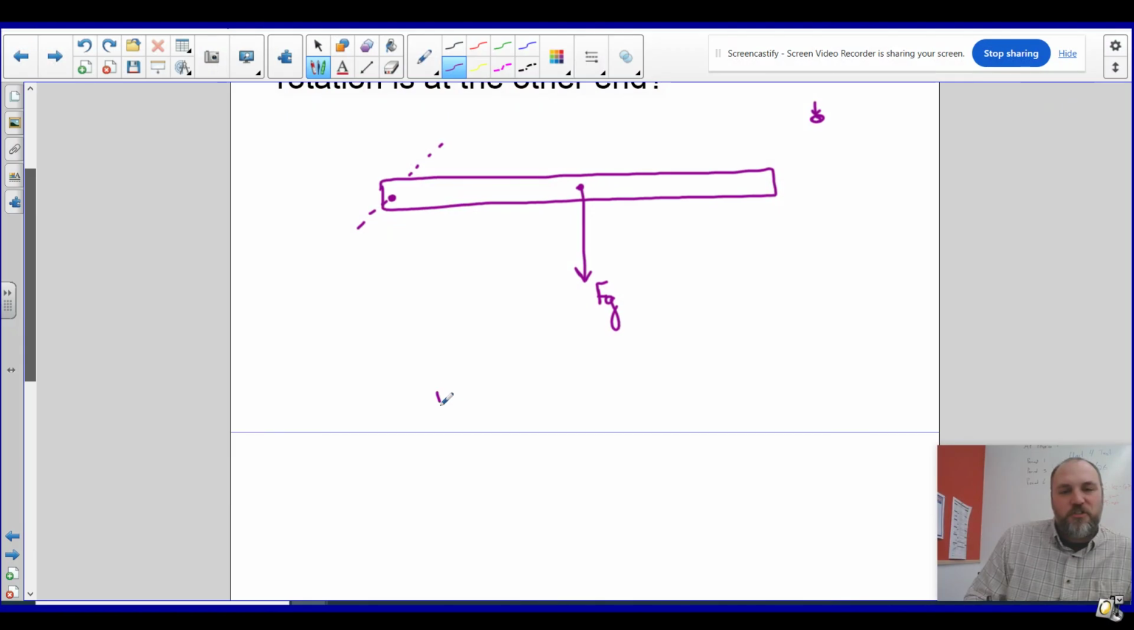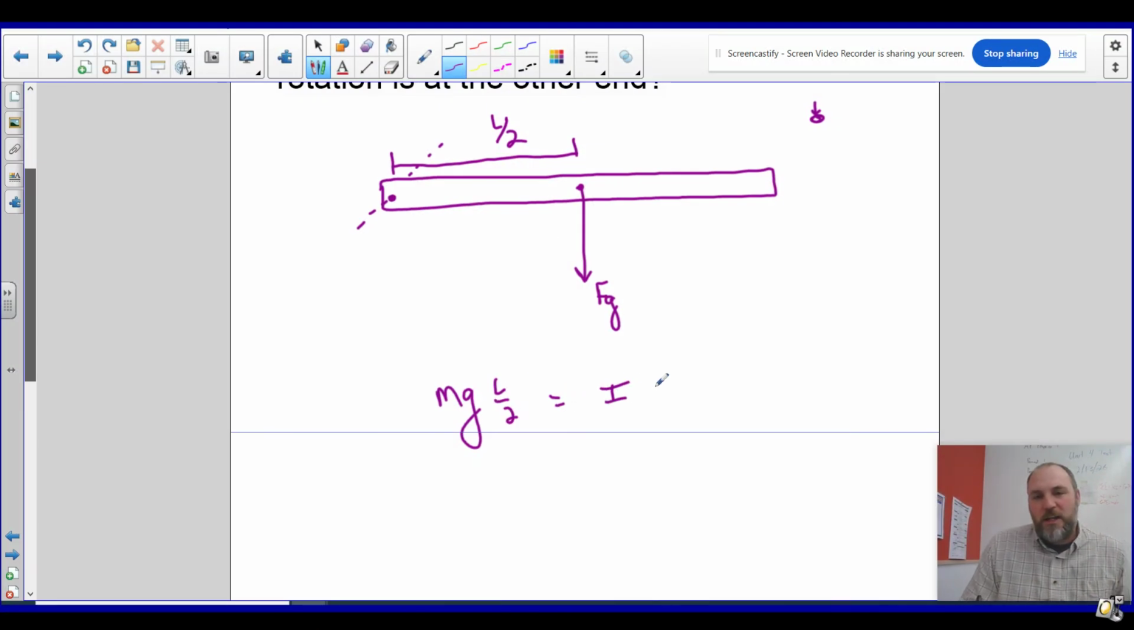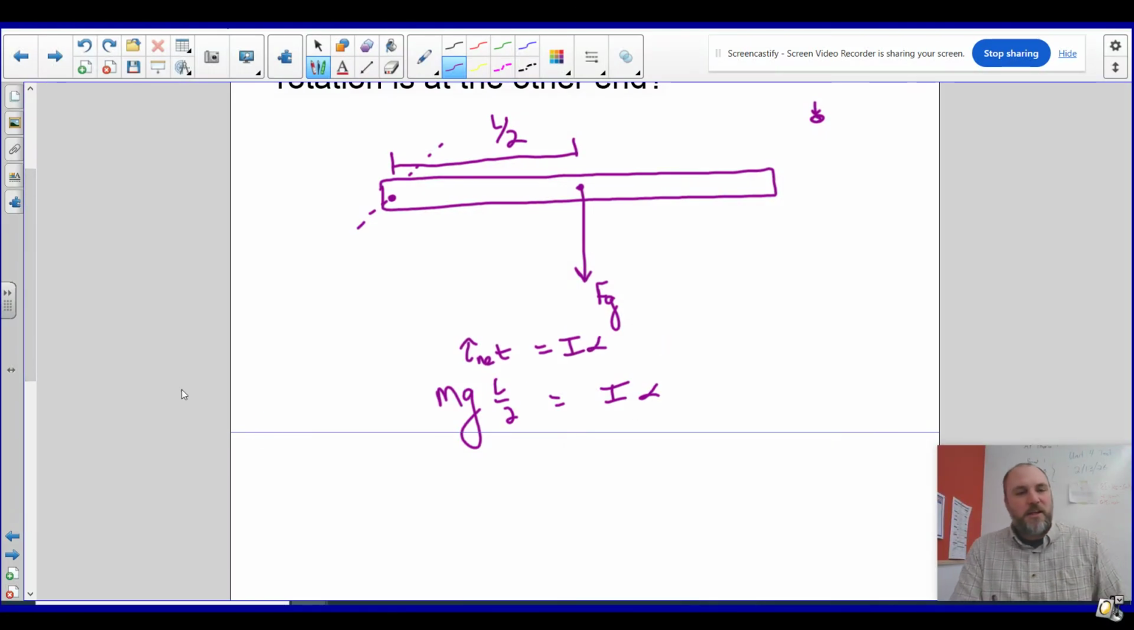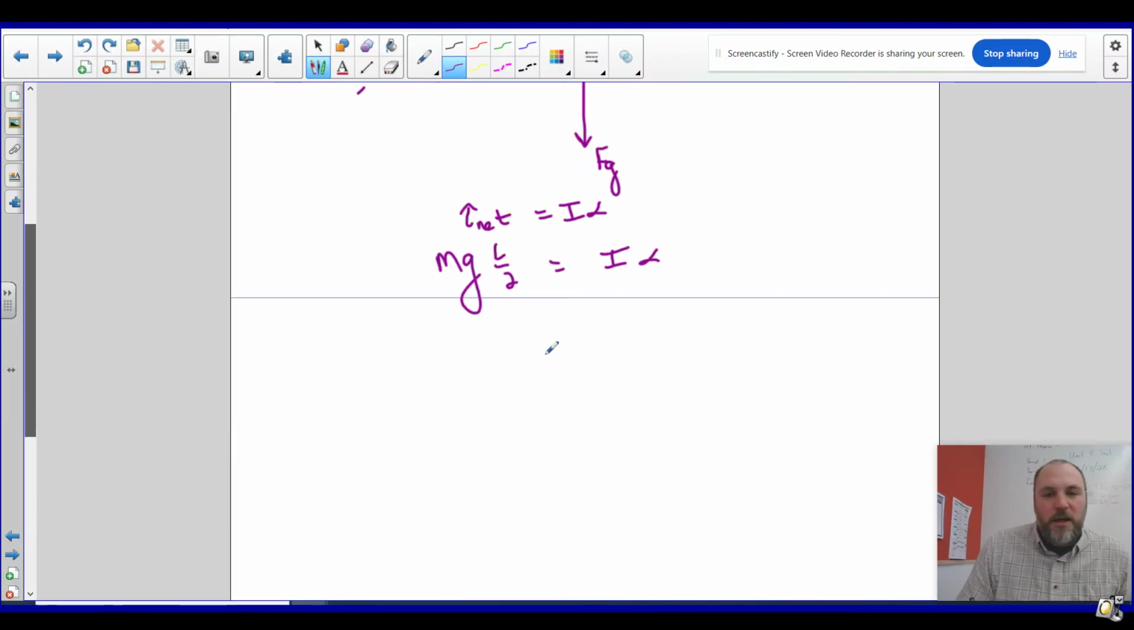So it is Fg at, well, that's not the entire length of the meter stick. That is only L over 2 from the pivot. So the perpendicular distance R to the force of gravity is just L over 2, and that should equal I alpha. So the net torque is equal to I alpha. And the moment of inertia, because it's a rod rotating about its end, would just be 1/3 ml squared.